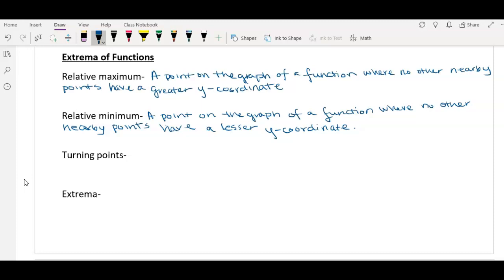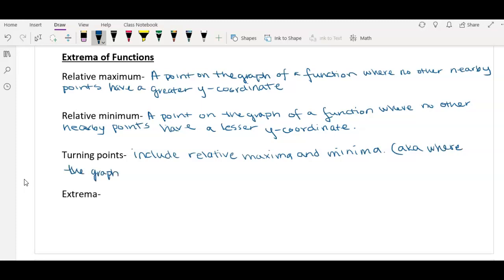And now we have turning points. And if you think turning points are where your graph turns, you're absolutely correct. But turning points include your relative maxima and minima, and it is aka where the graph switches directions.